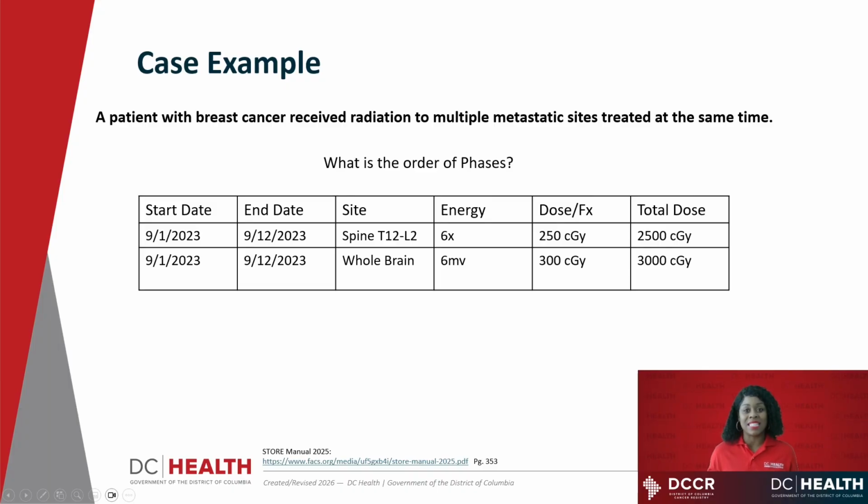Now let's get into some case examples. A patient with breast cancer received radiation to multiple metastatic sites, treated at the same time. She received 2500 centigray to the spine and 3000 centigray to the brain. In what order will these 2 phases be coded? According to the phase order rules, the site with the higher dose is considered the first phase. Therefore, radiation to the whole brain would be considered phase 1, and radiation to the spine will be considered phase 2, as the patient received a higher dose of radiation to the brain.